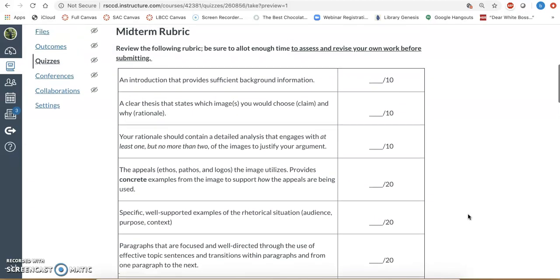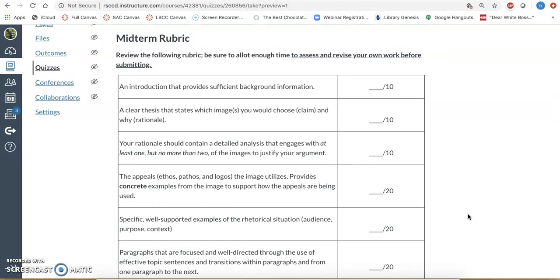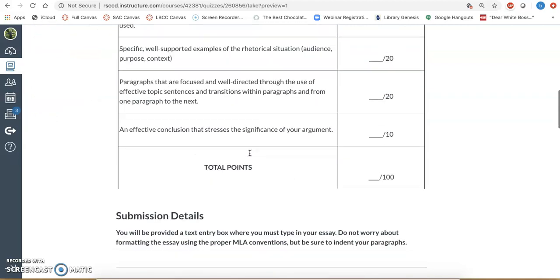Please make sure to review the rubric before, during, and after your writing of the midterm so you can just double check that you are hitting all these marks. So I would consider using this as a checklist almost. As soon as you write your introduction, do you provide a sufficient background? Does your thesis statement state which image you're looking at and why that image is showing ethos, pathos, and or logos? Those sorts of things, right? So use this as a rubric.